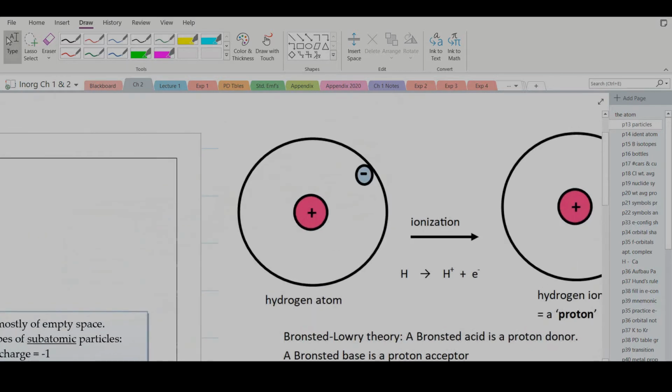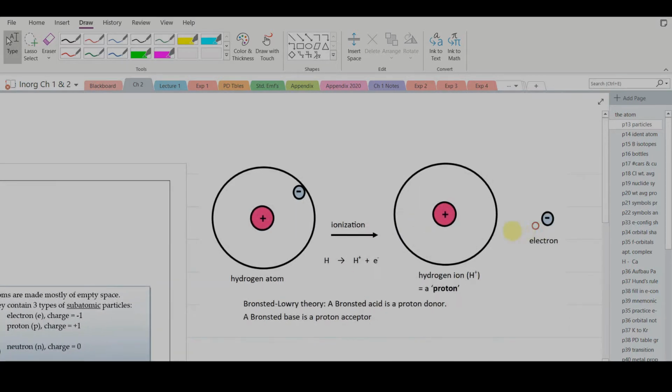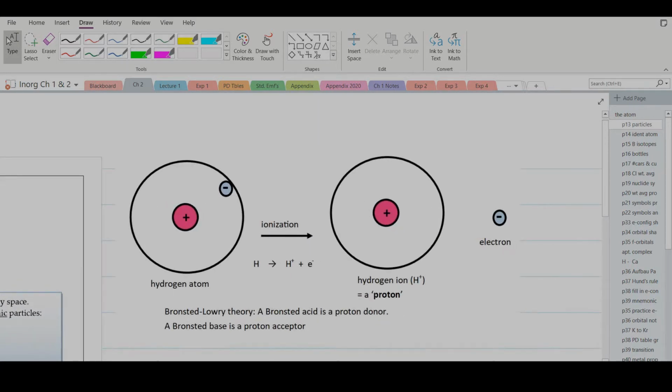Take a look at this for a moment, a little digression here. So what's a hydrogen atom made of? Well, it's made of a proton and an electron. And we know that they can be ionized to lose an electron and produce a hydrogen ion. So what is a hydrogen ion? It's simply a proton. And so the term proton is often used in place of a hydrogen ion because it's shorter to write and easier to say.